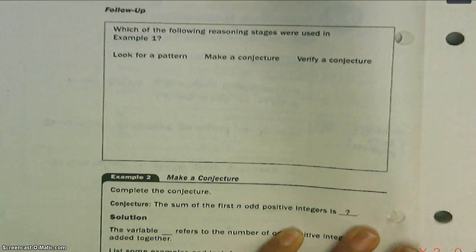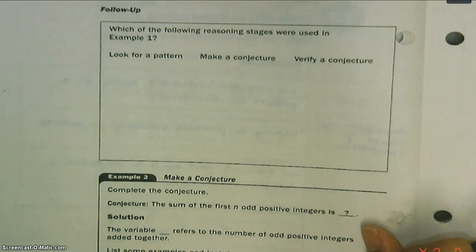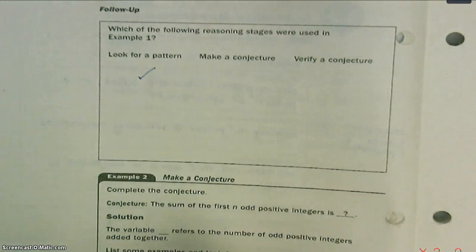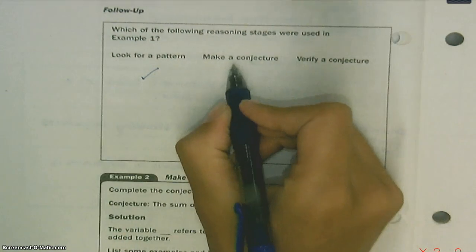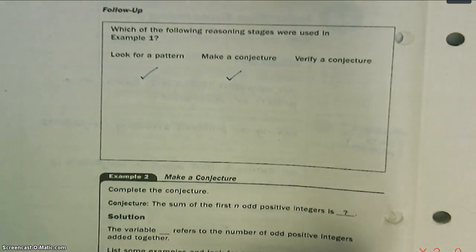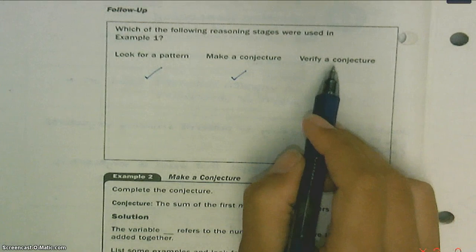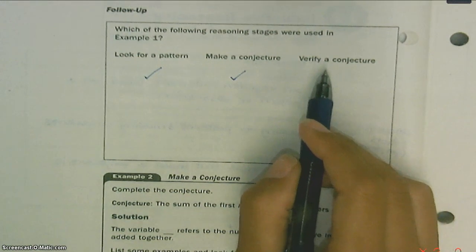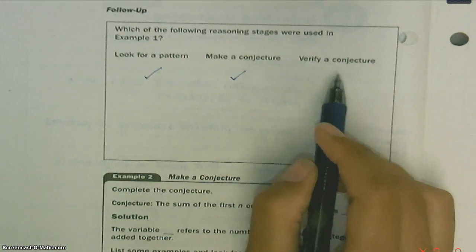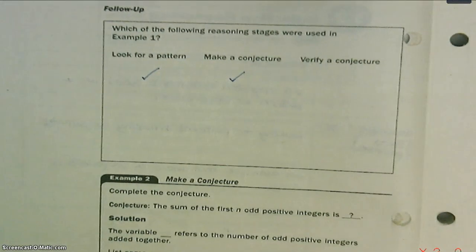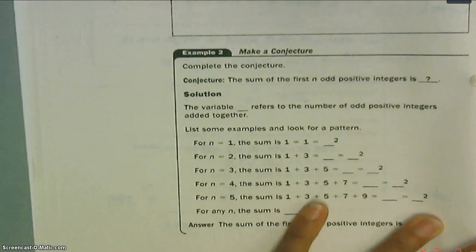All right. Which of the following reasoning stages were used in example 1? Did we look for a pattern? Yes, we did. That's when we added all the odd numbers. Did we make a conjecture? Yes, we did. We said it was always even. But did we verify? We don't know for sure. We haven't tested all the odd numbers, so we can't have it completely verified. But we did do these two steps. Let's try another one. This one's a little bit trickier.